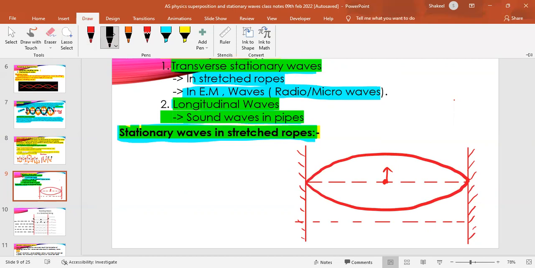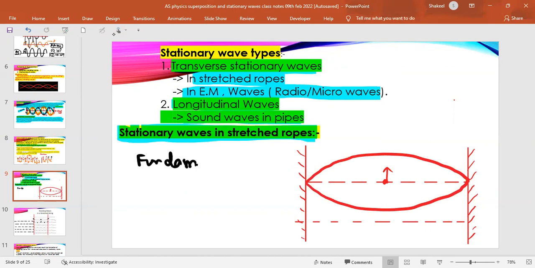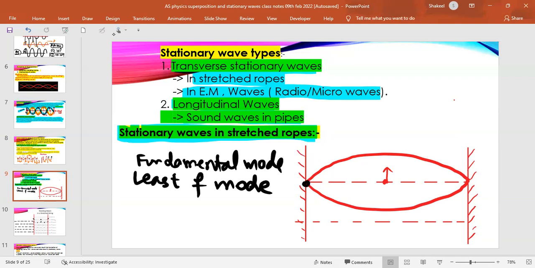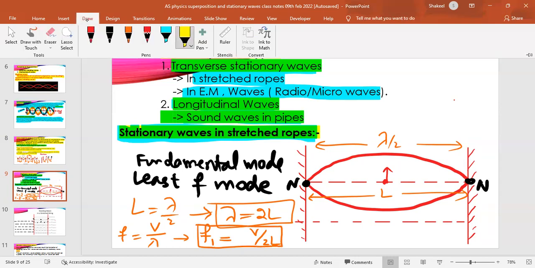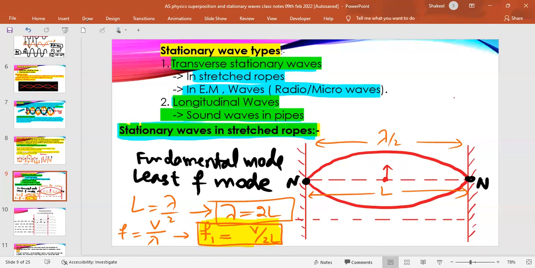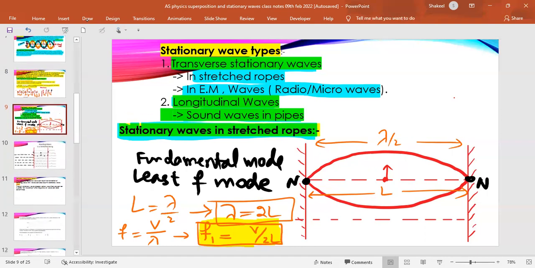When this wave is formed, this is known as fundamental mode, or the least frequency mode. One loop wave is formed when you pluck that wave with the minimum frequency. Let's say L is the length of the rope. You know that the distance between two nodes is lambda by 2. So length of this rope is equal to lambda by 2, and lambda is equal to 2L. Then you know that frequency is speed over wavelength. So the first frequency is equal to V over 2L, because wavelength is 2L. This expression is known as fundamental frequency. The least frequency that is required to make the standing wave is V by 2L.